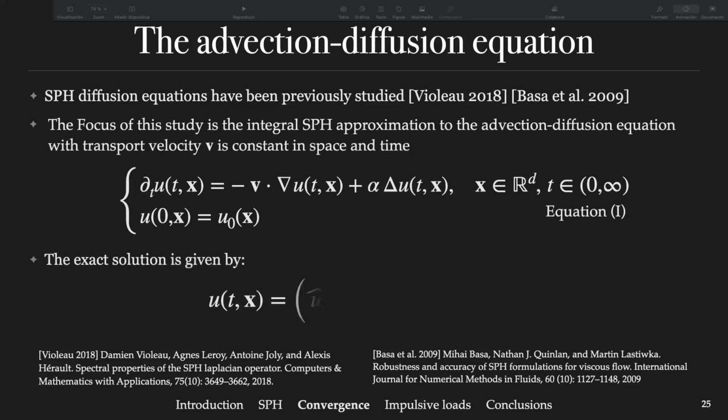Now, the exact solution to this equation is given by this expression here, where we have the Fourier transform of the initial datum, and this symbol here stands for the inverse Fourier transform that affects the whole expression. I would like to remark that we have here the Fourier representation of the exact form of the advection operator, as well as the Fourier representation of the diffusion operator. Now, one of the goals is to obtain a similar expression for the SPH equation.